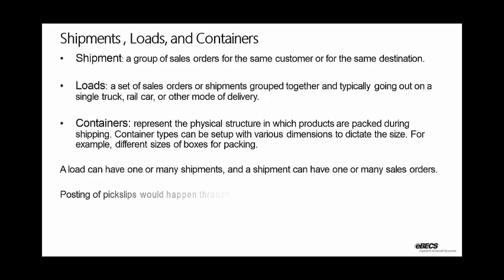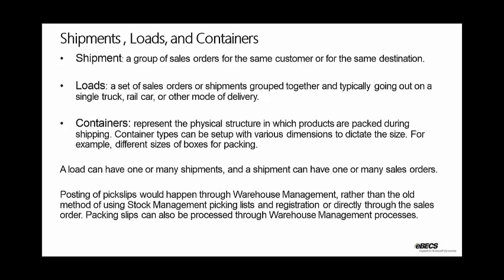The next concepts we'll talk about are shipments, loads, and containers. These can be easily confused, so I thought it was beneficial to just have a few simple definitions. A shipment is a group of sales orders for the same customer or for the same destination. A load would be a set of sales orders or even a set of shipments that are grouped together and typically going out on a single truck, rail car, or other mode of delivery.